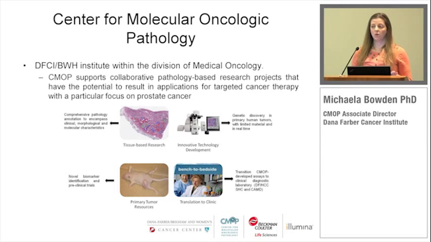We actually sit between Brigham and Women's Hospital and Dana Farber itself within the Division of Medical Oncology, and we support collaborative pathology-based projects primarily in 4 different arenas. So we provide comprehensive pathology annotation, anything to do with clinical specimens, morphological and molecular characteristics annotation. We do a lot in the area of genetic discovery of human primary tumors with limited materials and in real time. We are constantly looking for novel biomarkers from any preclinical trials that we use with our series of mouse models. We work with different disease groups within Dana Farber to develop specific mouse models for these groups. And then a big push of our group is that we start to transition some of these assays that we develop in-house and translate them into our diagnostic labs so that they get uptaken into the clinic and get directly to patients if they're suitable and applicable.